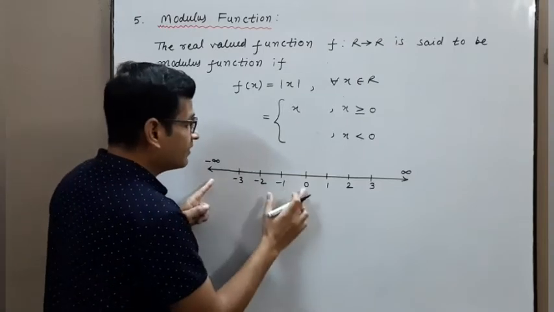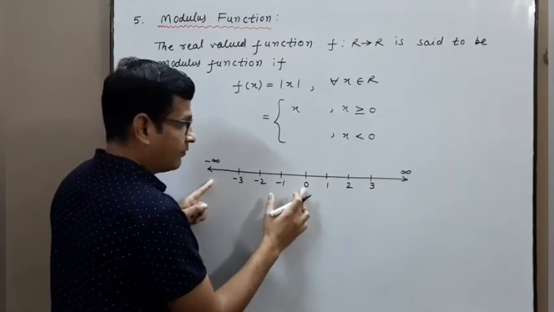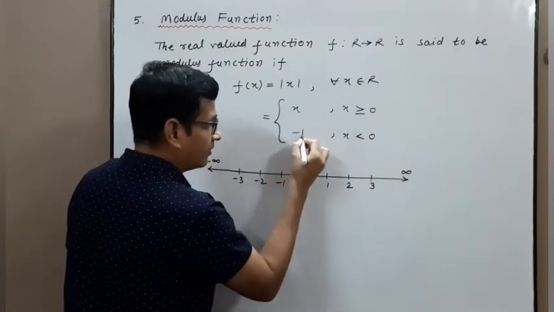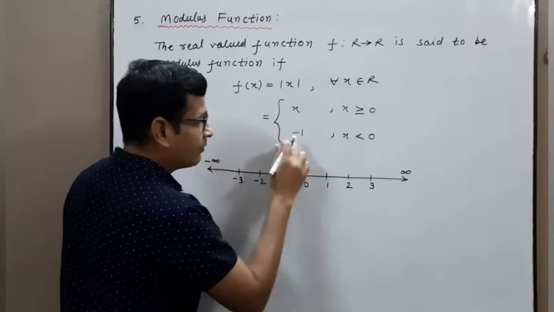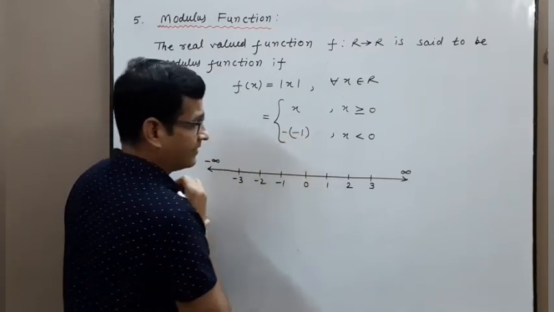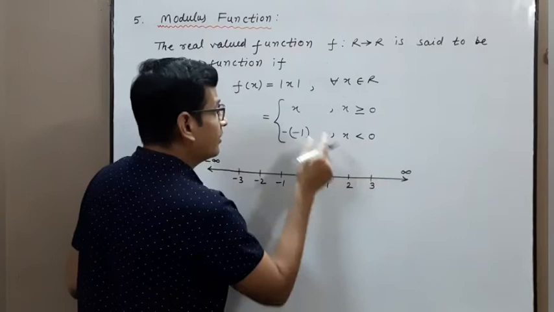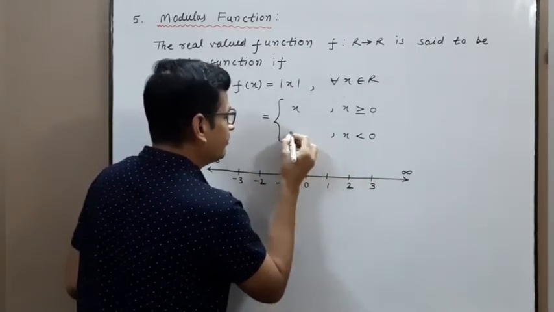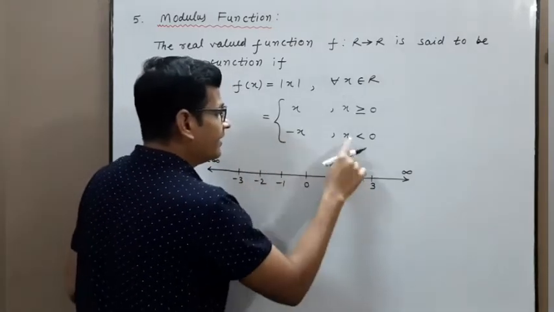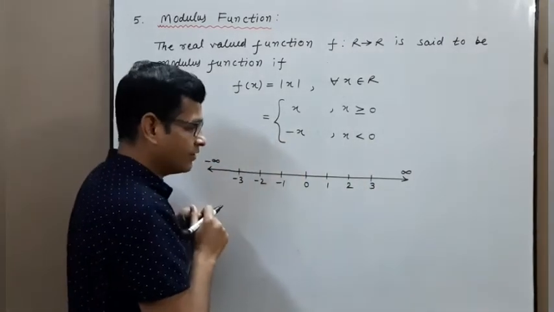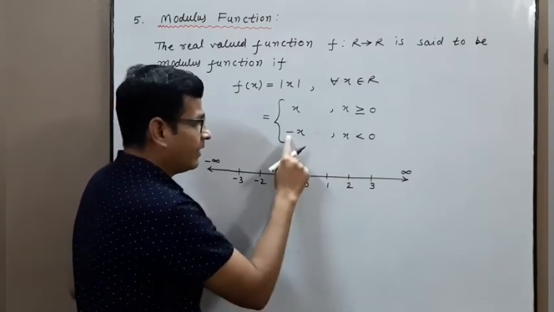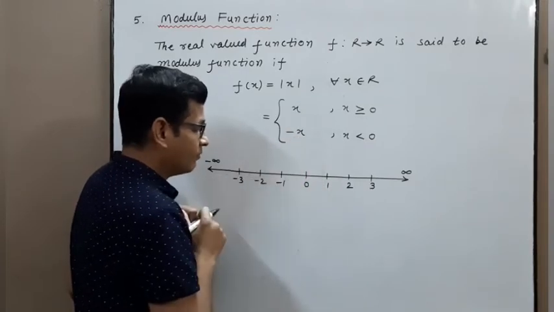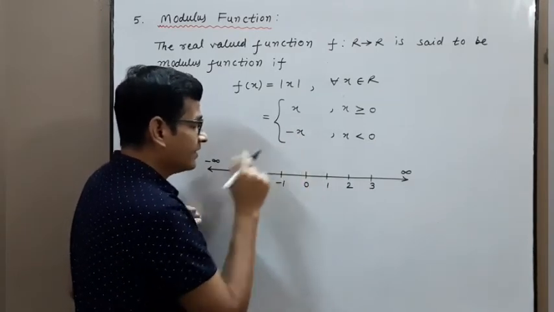But if we take any negative number, for example x is less than 0, if x is minus 1, then negative is coming. Now we have to make it positive, so what do we multiply by? Minus. When x is less than 0, then mod x equal to minus x. You can select any negative number and put it here, and you get a positive value. For example, minus into minus 1 is plus 1, minus into minus 2 is plus 2, minus into minus 3 is plus 3.